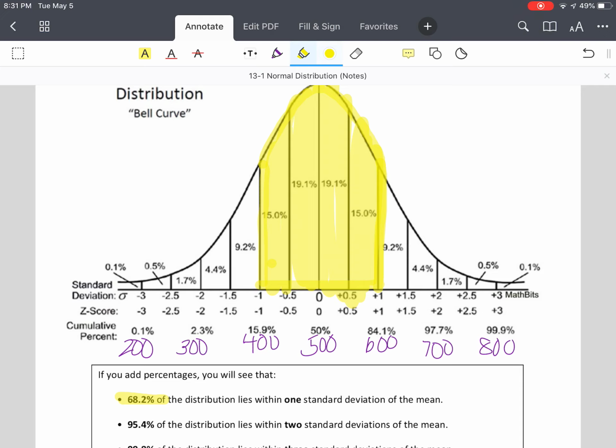If I wanted to go out a little bit further and go 2 standard deviations below to 2 standard deviations above, so that would be all of this.